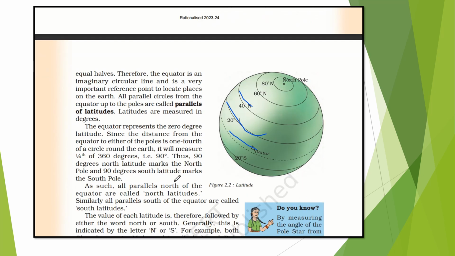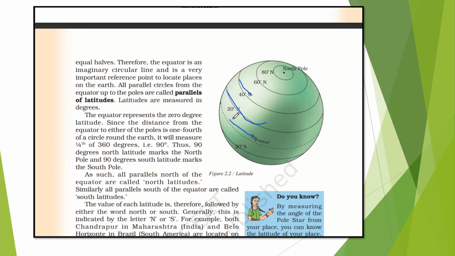The equator represents 0 degrees. The distance from the equator to either of the poles is one fourth of a circle, because we know a circle has 360 degrees. One fourth of 360 is 90 degrees. Thus 90 degrees north latitude marks the north pole, and 90 degrees south latitude marks the south pole.